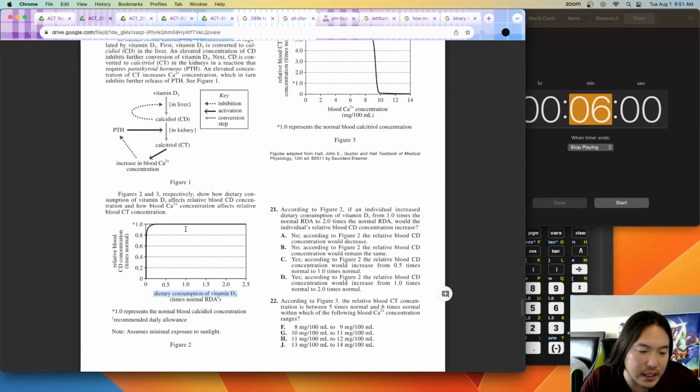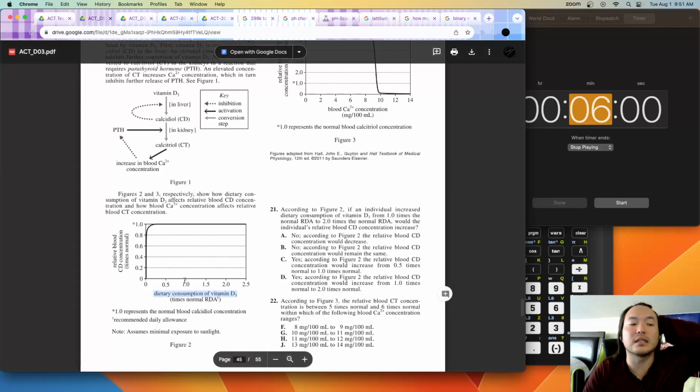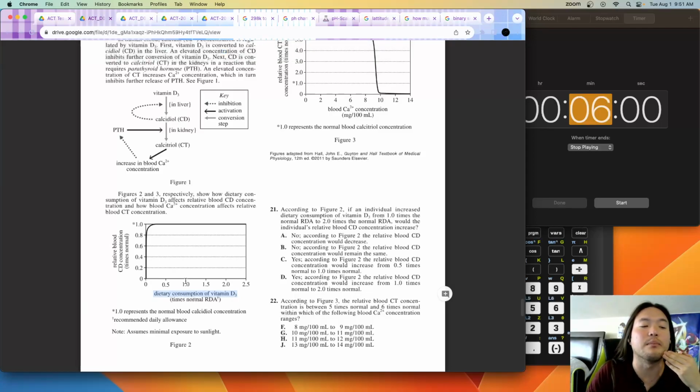The human body, I would say, is very resilient from most perspectives. Here the human body definitely makes the most out of what it has, right? So what are they saying? 1 is the normal concentration of CD in the human body. The amount of vitamin D that you need is very, very small. Even with trace amounts of vitamin D, your body can take that and be very effective with it.